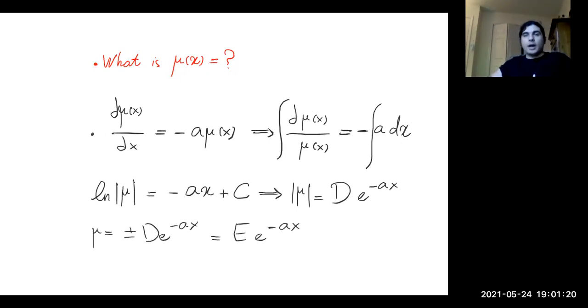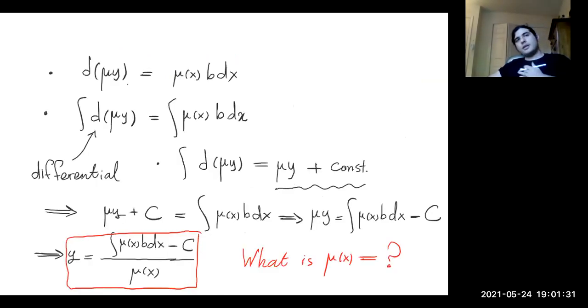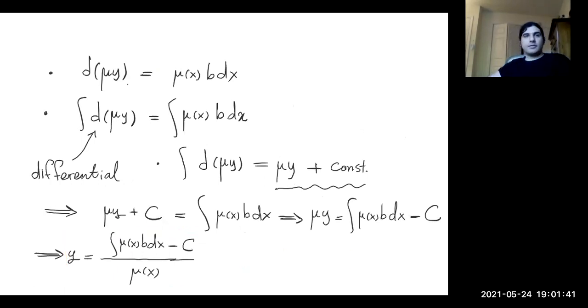So now I have mu. I can go back and plug this solution into what we had before, right? So look here inside the red box, we have the expression for y. So I can plug in what we have for mu. So mu is equal to a constant times e to the minus ax. So it's b, another constant, e to the minus ax dx minus c.